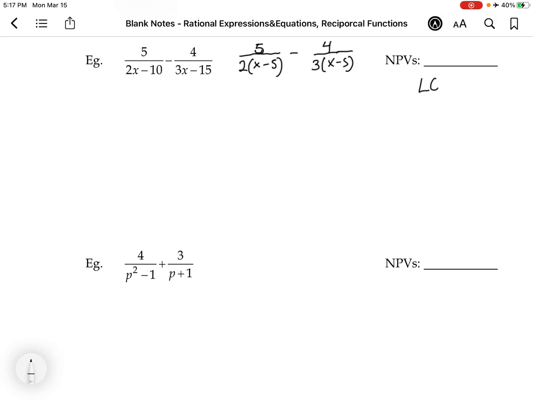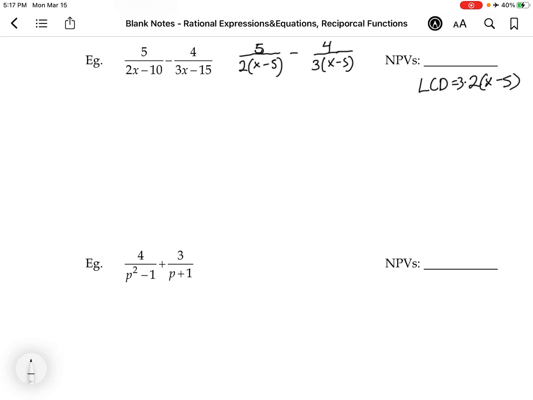Now when I am writing out my least common denominator, I have to have at least the factors of the first denominator in there, which is 2 times x minus 5. Now when I move on to my second denominator, I can look at the factors there and say, okay, I've got a 3 and an x minus 5. Do I have any of those covered already? And the answer is yes. I already have the x minus 5 in my LCD, so I don't need to put it in again. All I need to add in is the 3. So this is my LCD.